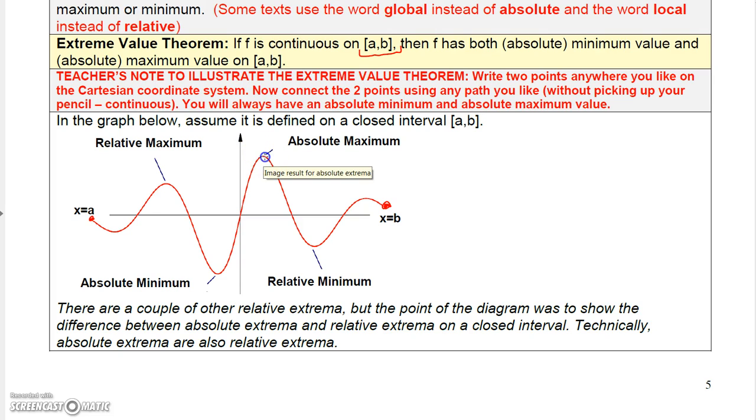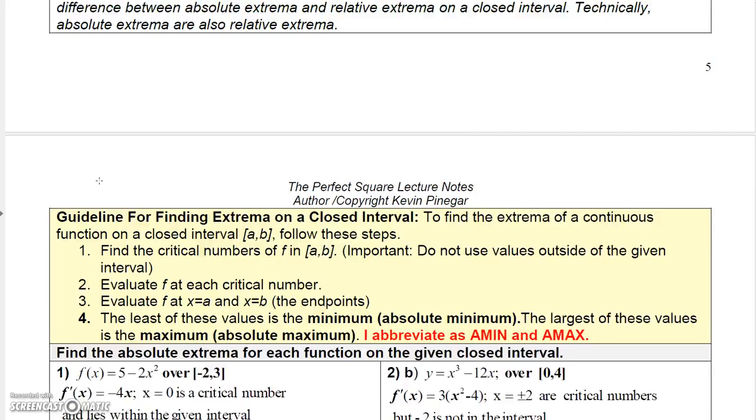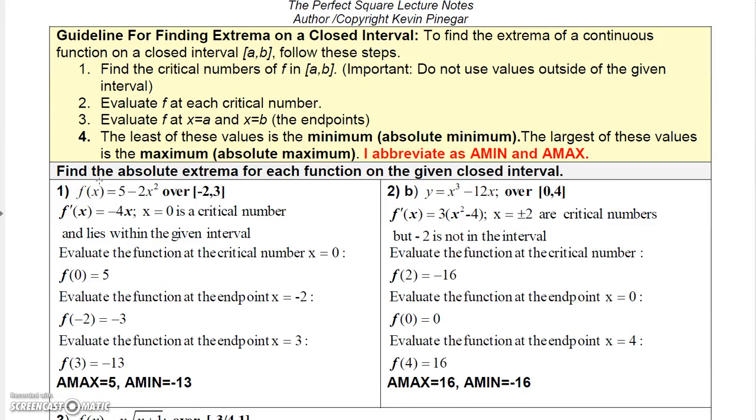Now here, the absolute maximum occurs at this peak, and the absolute minimum occurs at this valley, because this is the highest point on the graph over the interval, and this is the lowest point. There are some other points that are relative extrema, but basically we're talking about absolute maximum and absolute minimum. So, the guidelines for finding extrema on a closed interval.